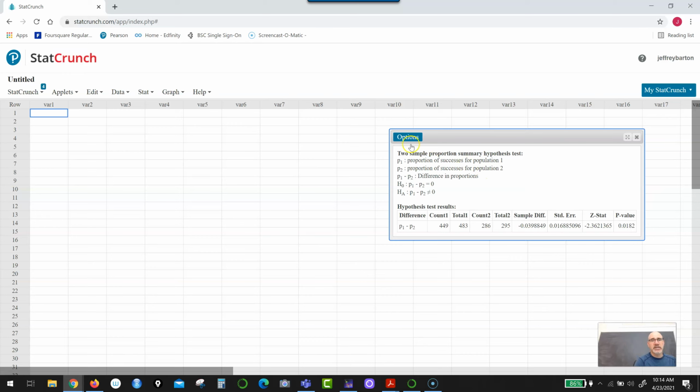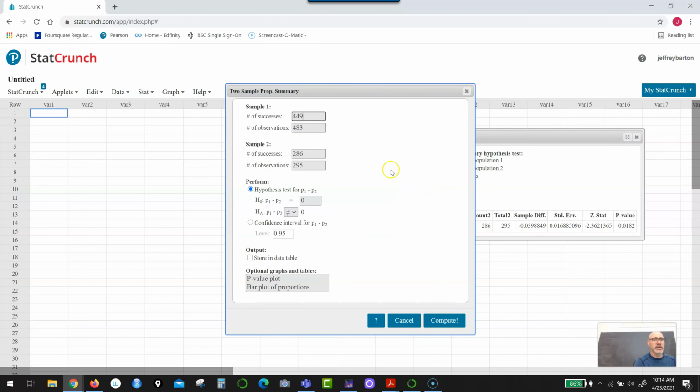Okay, so I'm going to go back to options now and edit, just because I'm going to redo this, only this time, instead of a hypothesis test, I'm doing a confidence interval for example 2. The confidence level is by default set to 95%, which was what we were doing in that example. And I've entered all the sample data, so I just have to compute it.